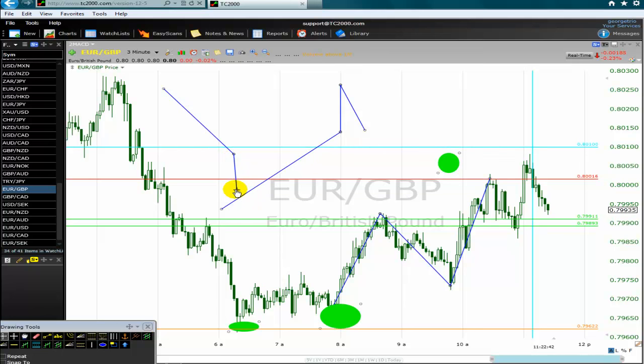I will set my stop loss right here, above this high here at 8005.